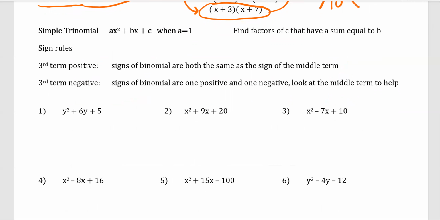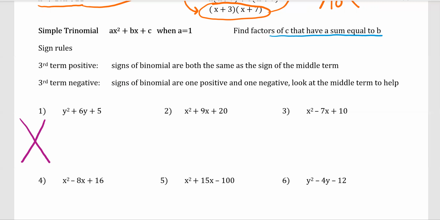So we want to find the factors of C that have the sum equal to B. And then we have some sign rules here, and that will help you determine the signs of the factors. But I also just like to write them in my big X here, and then I can figure them out.